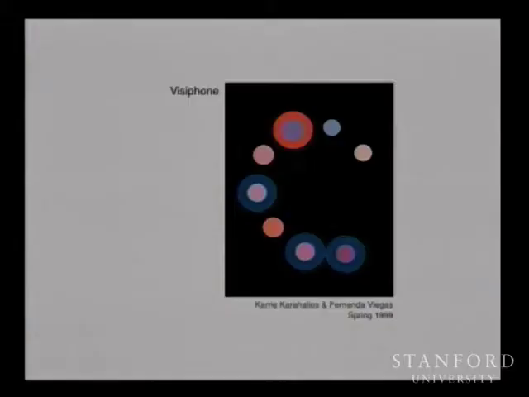The last intro piece I'm going to talk about is Visiphone. Some of you may have seen this before. The idea here is quite simple. The easiest way to think of Visiphone is as a graphical interface to a teleconferencing system. Basically, you have two spaces. People are talking and you see a representation of the visual of the conversation at each end.